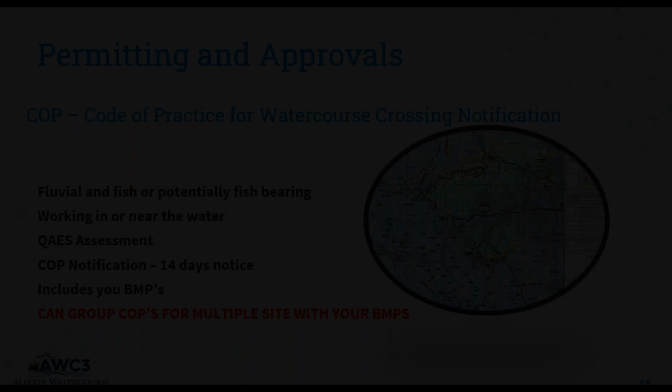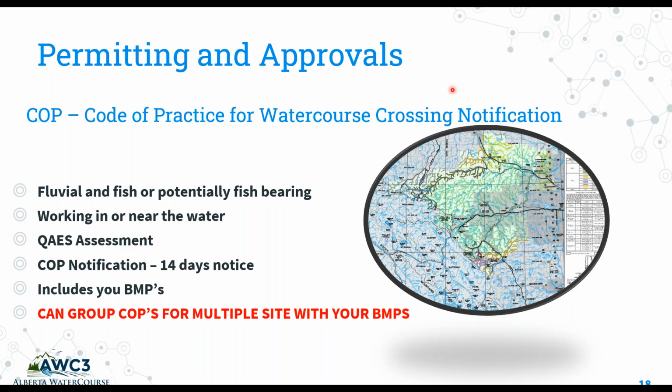So permitting approvals, most of the creek crossings that you are going to repair, if they're fluvial, involve the Code of Practice for Watercourse Crossing notifications. These will be required whenever your stream is fluvial and fish or potentially fish bearing. If you're working in or near the water, you'll want a good QAQC assessment. The COP notifications can take up to a 14-day process.